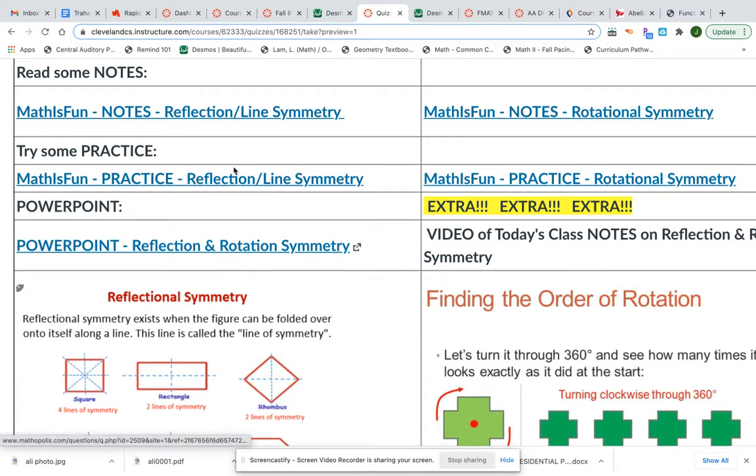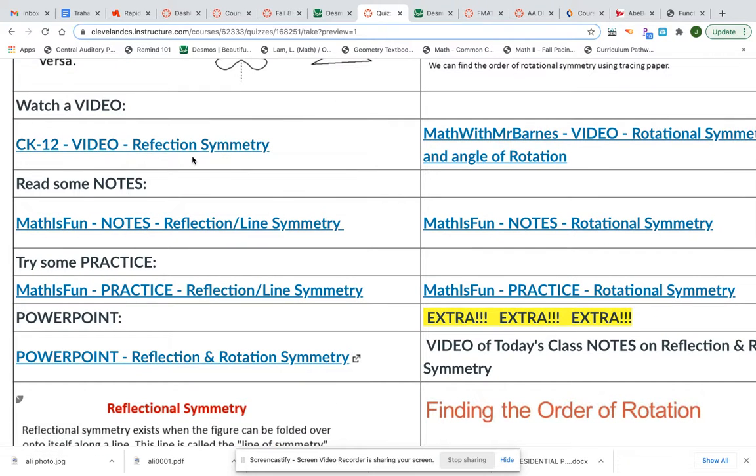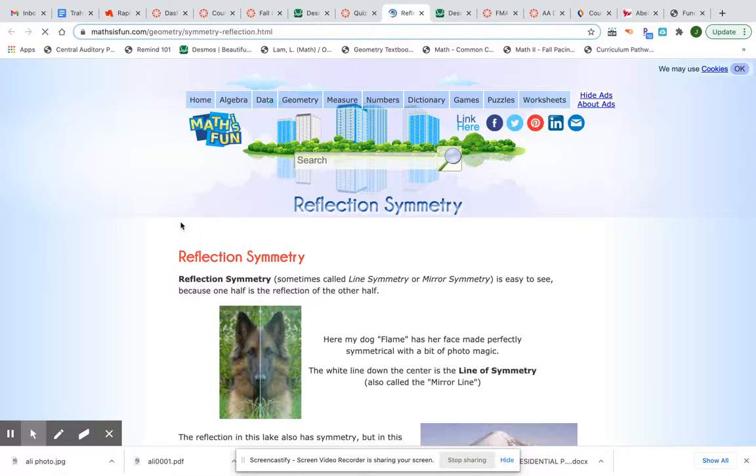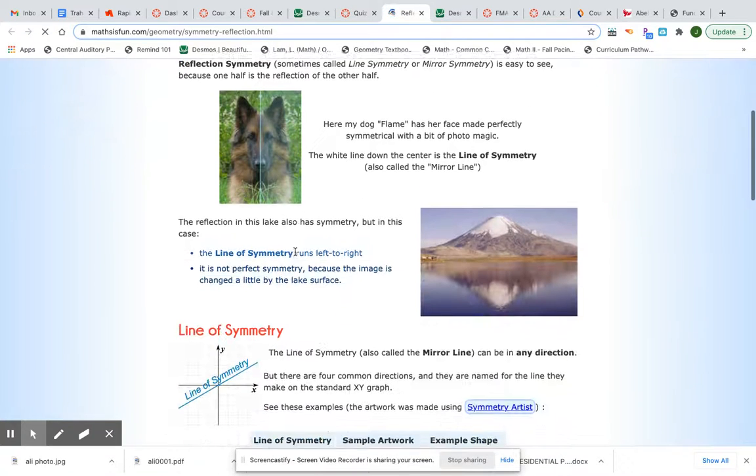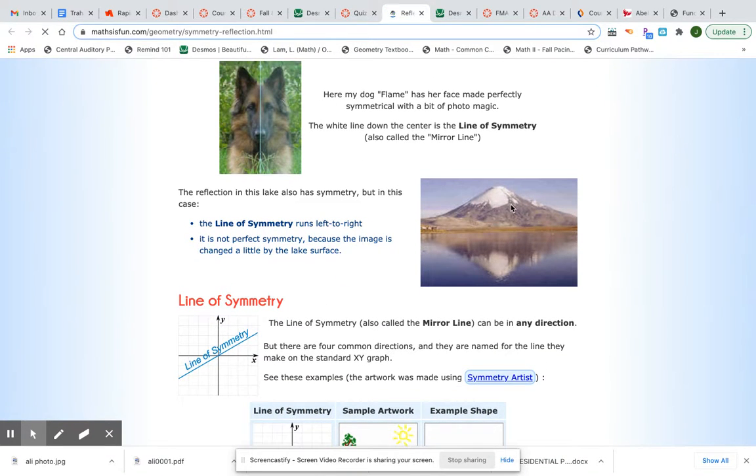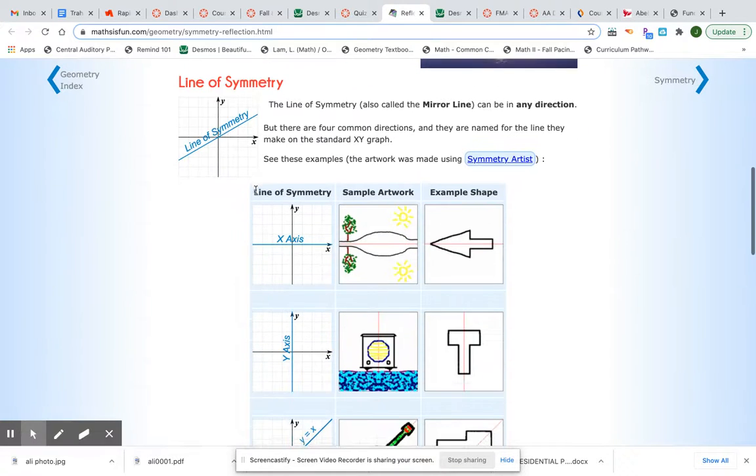Okay, so real quick, here are some videos you can look at. Here are some cool notes on reflection symmetry. You can see some everyday pictures. There's the line of reflection, the mirror line, the line of symmetry; it has multiple names. Okay, here's this one.